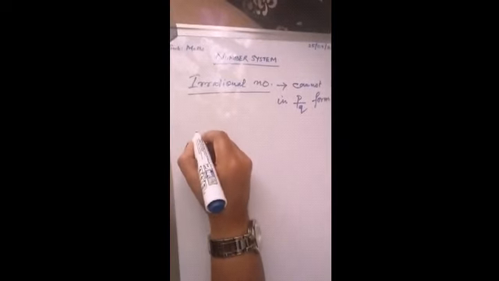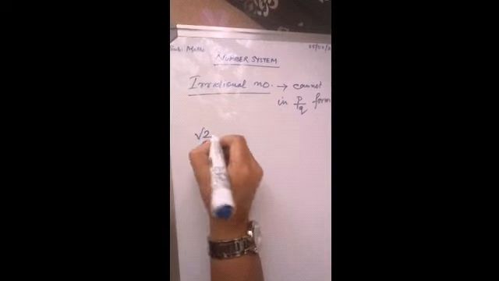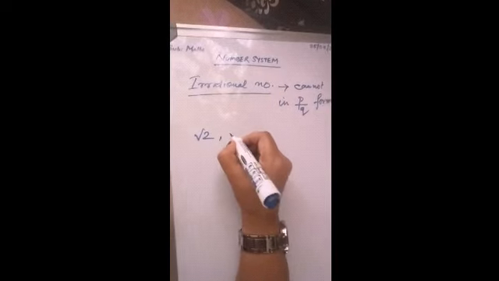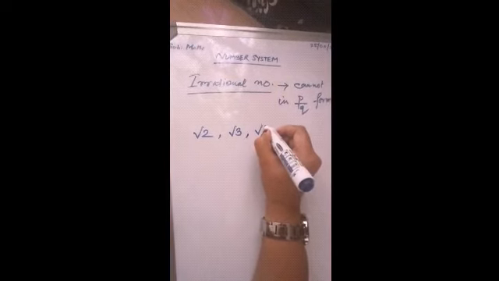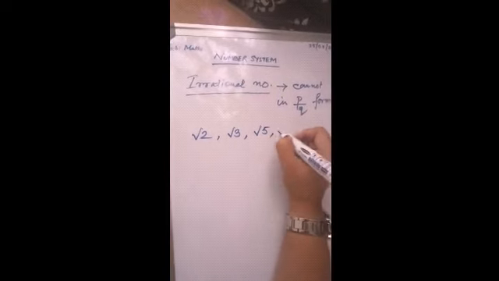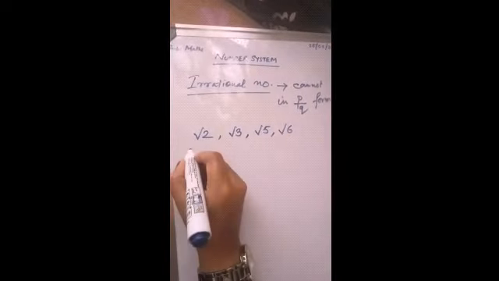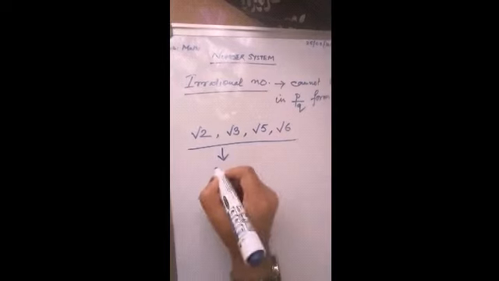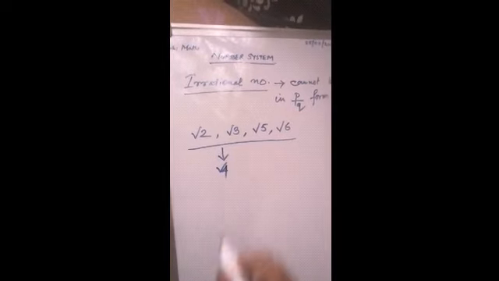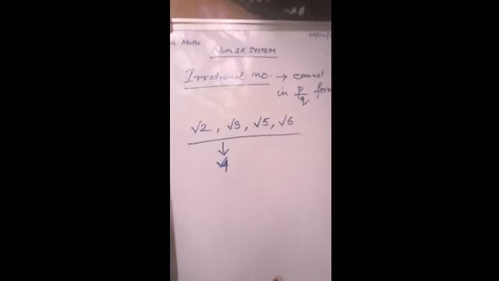Like, as you know, root 2, root 3, these are some of the examples. Root 5, root 6. Now you see, among these numbers I have skipped root 4, right? Now you may be wondering, why did I skip root 4?